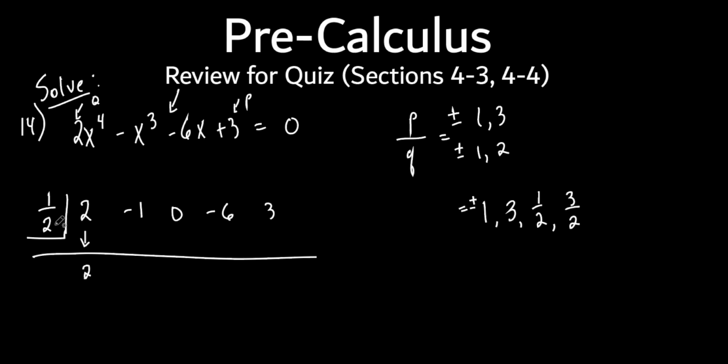All right, what's this? Half of 2 is 1. Add them up, 0. Half of 0 is 0. Add them up. Half of 0 is 0. Add them up. Half of -6 is, look at that, -3. Now, you got to agree with me.